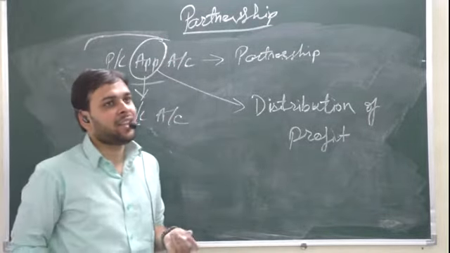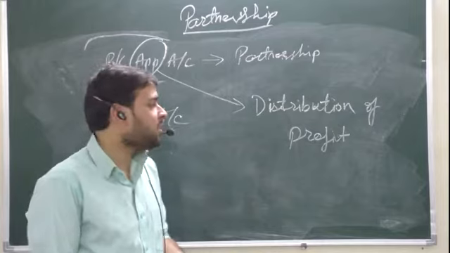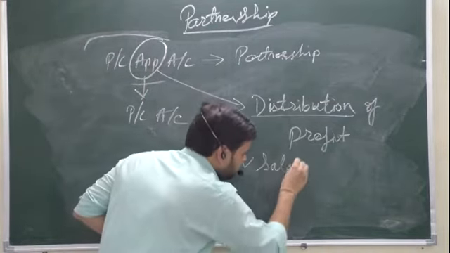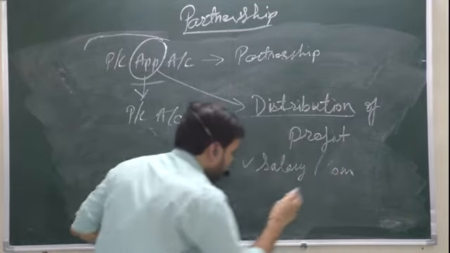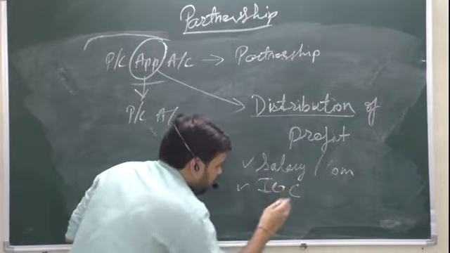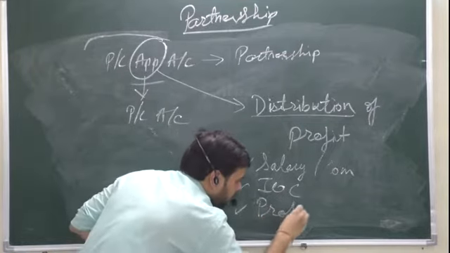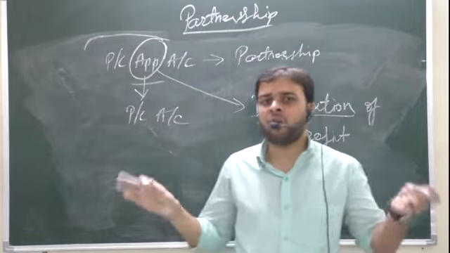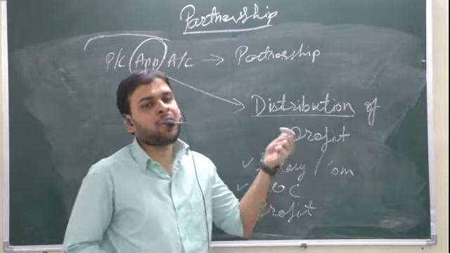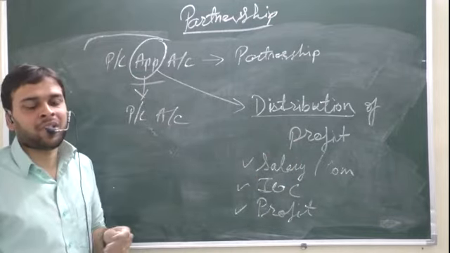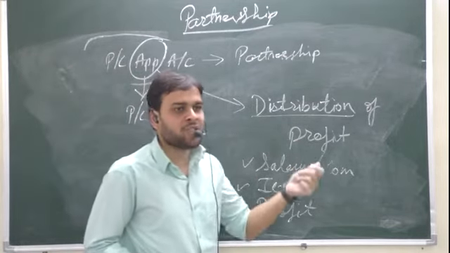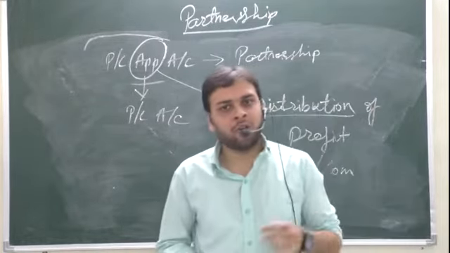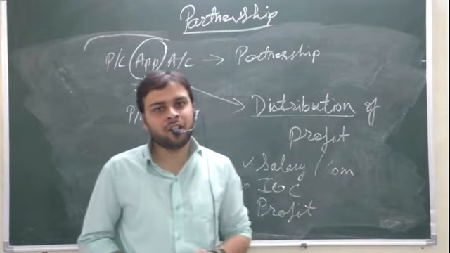And the last thing, that is the profit, means the distribution of profit in form of salary, commission, interest on capital and profit. Apart from that, before distributing the whole profit, sometimes on the basis of prudence concept, the firm creates some reserves for future contingencies.